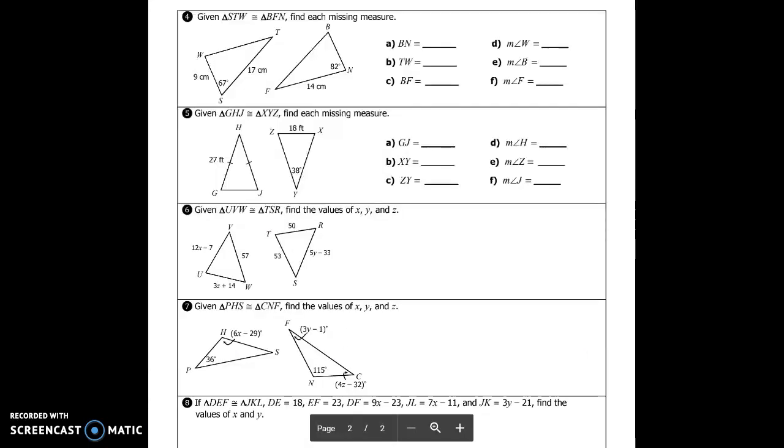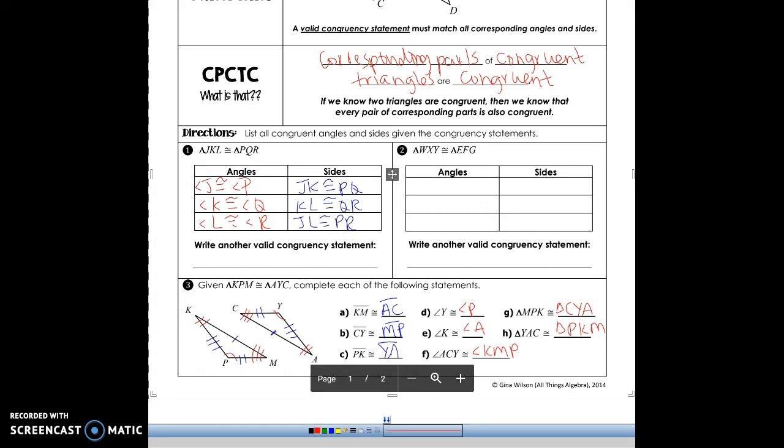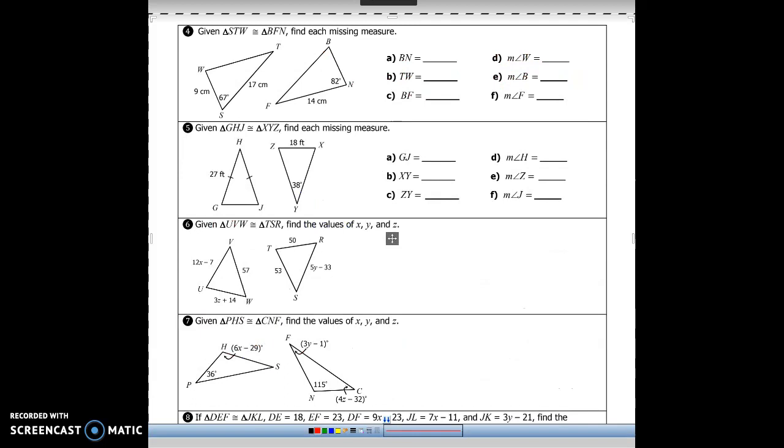Okay, let's look at number 4. Given that triangle STW is congruent to triangle BFN, find each missing measure. If these two triangles are congruent, corresponding sides are congruent. Sorry, we're back. So BN right here is going to be congruent to SW. Those are the same. So if SW is 9 centimeters, then BN is also 9 centimeters.